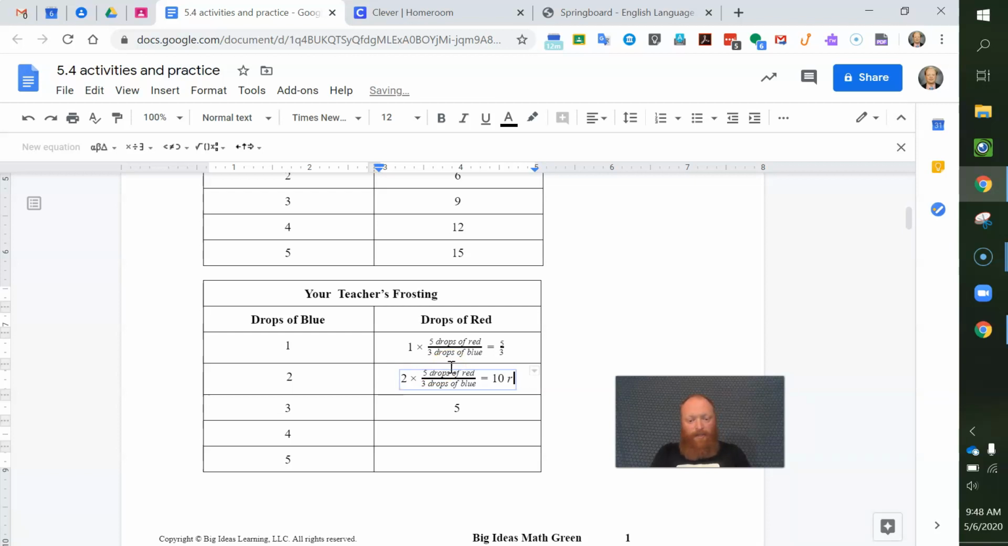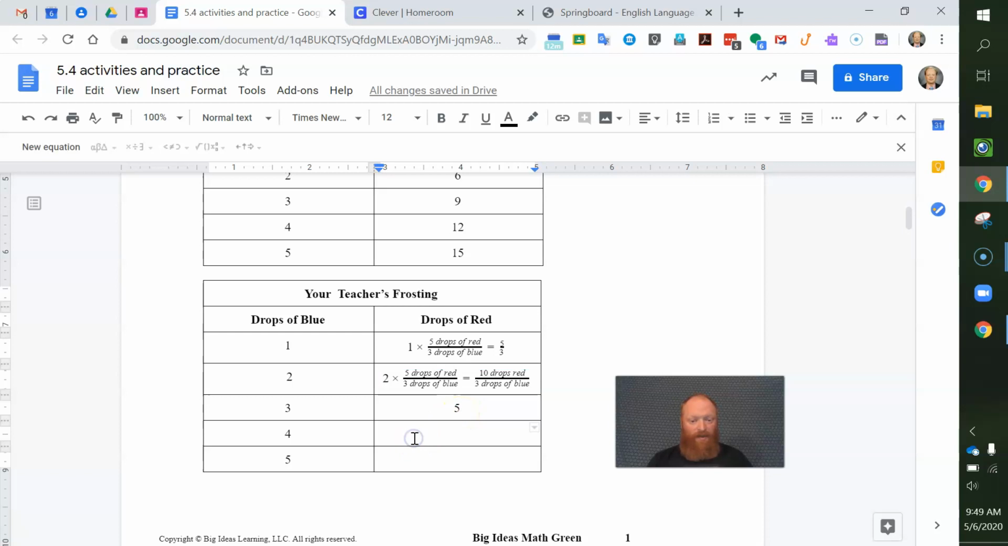red. I need to turn this into a fraction. Sorry, folks. This is going to be 10 drops of red for every 3 drops of blue. Okay. And again, just like the last one, we could turn this into a mixed number or a decimal, but we're not going to do that.